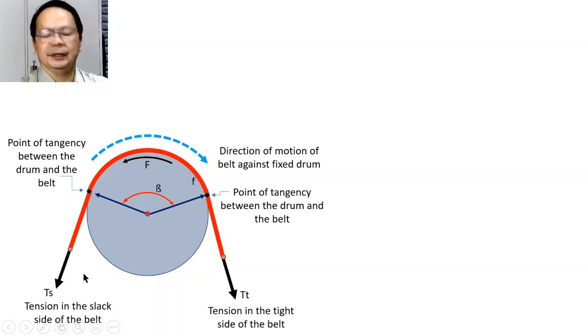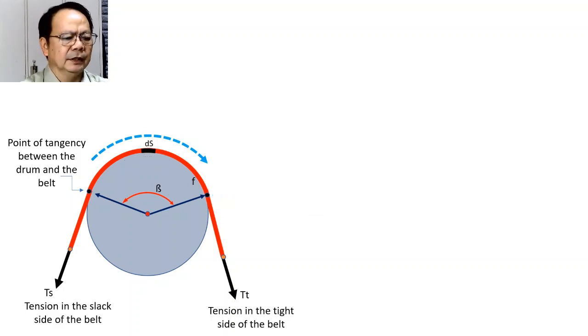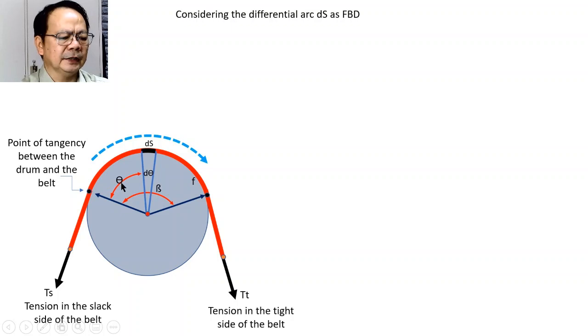Our concern is to define the relationship between this tension on the tight side and the tension on the slack side as the belt moves in this direction. Let us consider a differential element defined by this ds, and this ds subtends a very small angle d theta, and that angle theta is defined from the point of tangency between the belt and the drum on the slack side of the belt, such that this theta is defined by this.